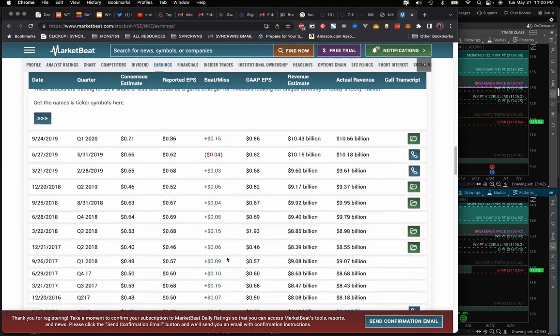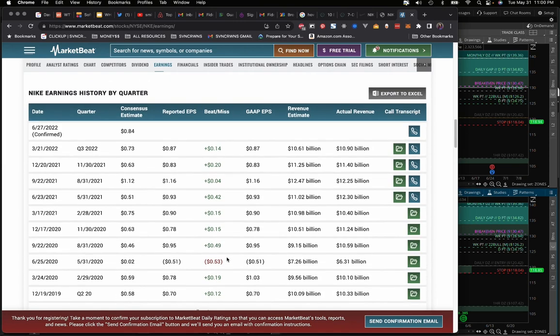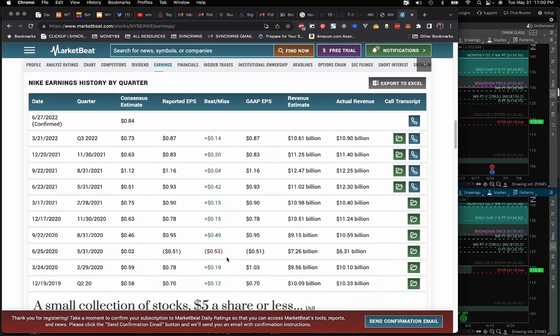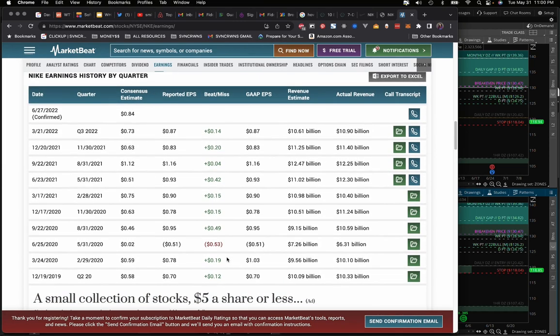So based on this information, looks like Nike might do pretty well on the earnings report. Also, you can see the actual revenue and the estimate. So we didn't beat here. We're down. Beat, didn't beat. June 25th. That makes sense. That was March lows right after that. Beat.